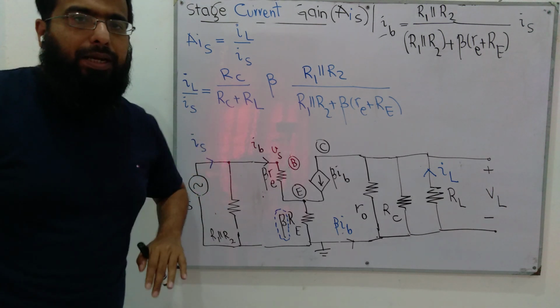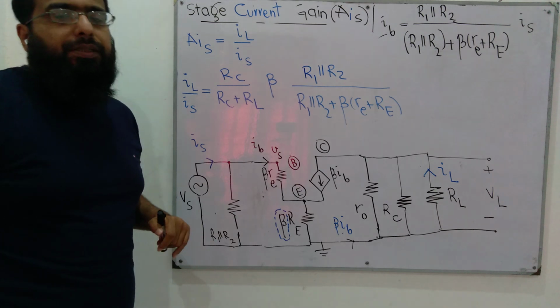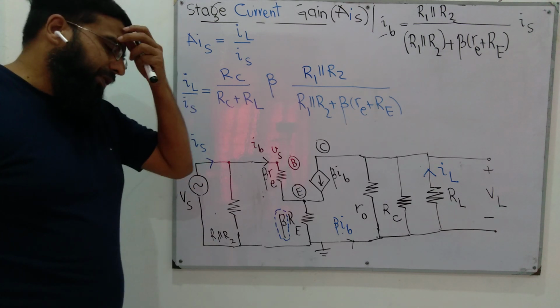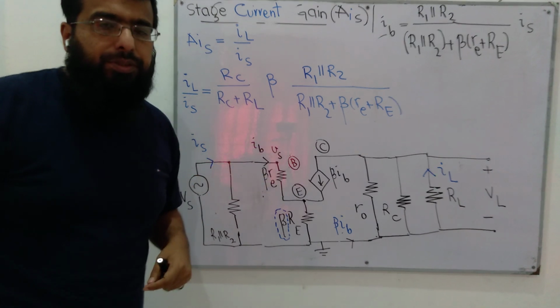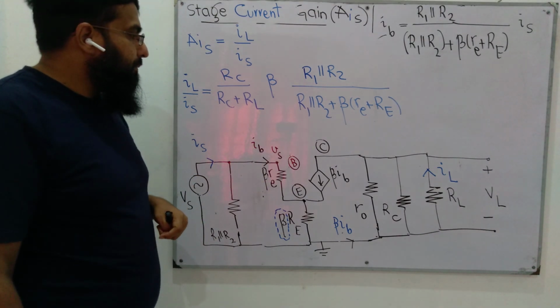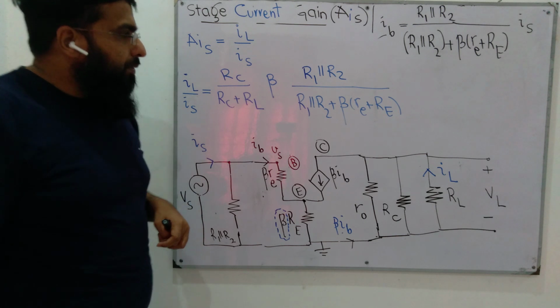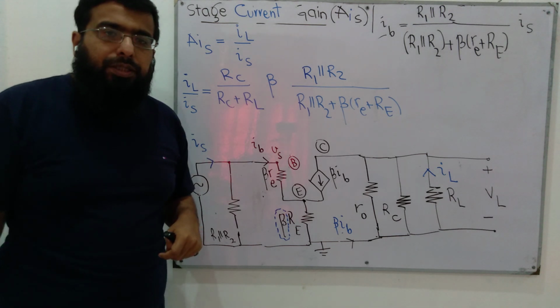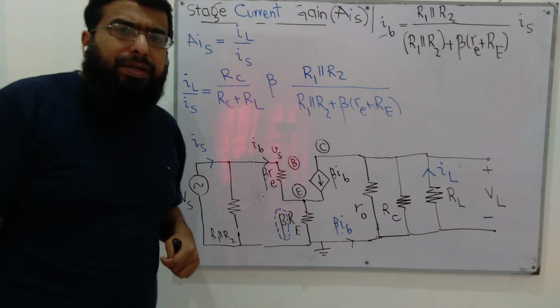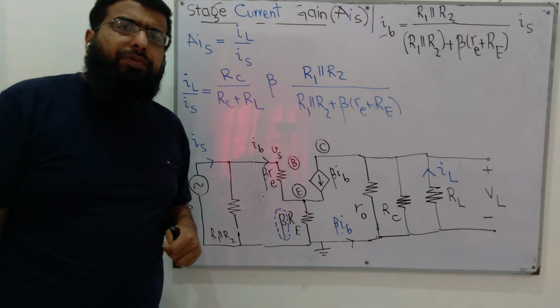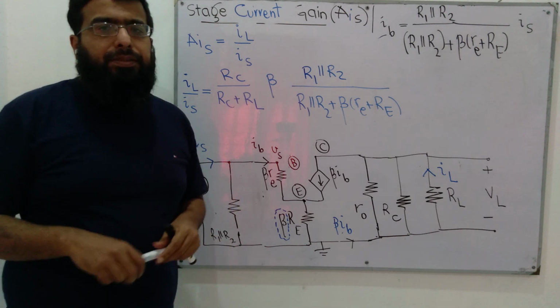So in our earlier lectures, we have studied that the common emitter configuration offers both voltage and current gains. In the next lecture, we will study the expressions for voltage and current gain for the voltage divider biased configuration where we have an emitter bypass capacitor.